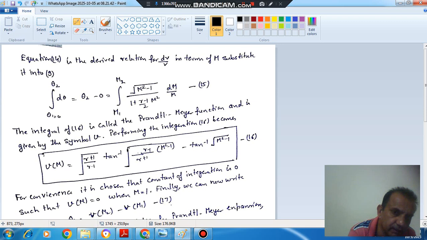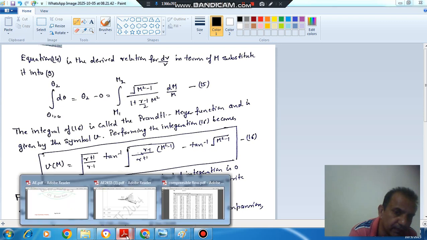Its integration is given by the Prandtl Meyer function, that is mu of M. If we take only M and do not put the limits, then the integration will be root of (gamma plus 1) divided by (gamma minus 1) times tangent inverse of root of (gamma minus 1) by (gamma plus 1) into (M square minus 1), minus tangent inverse of root of (M square minus 1). To find the exact value we have to follow a complicated procedure, so this value is tabulated. For each M this value is tabulated.